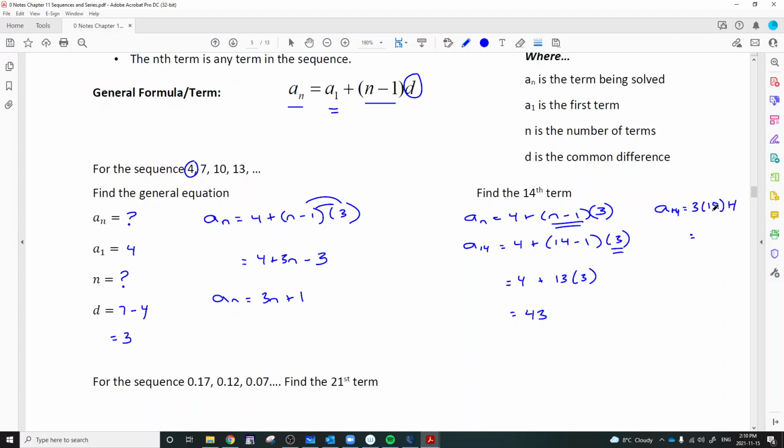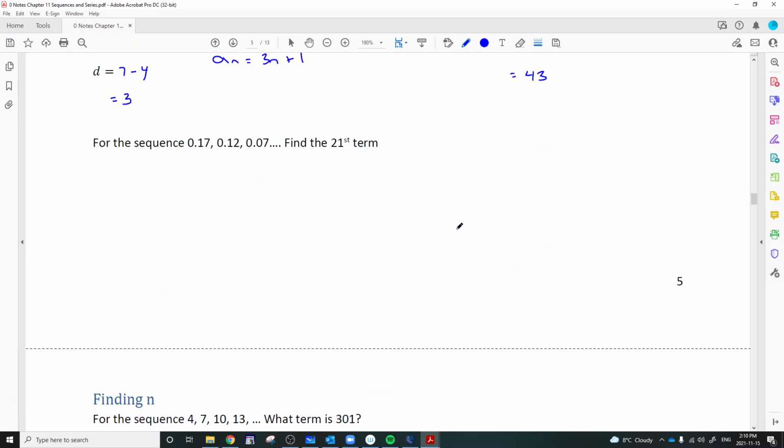3 times 14, I need to use my calculator, is 42. And 42 plus 1 is 43. All right, so now what I would like you to do is pause the video, and I want you, for this sequence, to find the 21st term. So you're going to use the general equation, a_n equals a_1 plus (n minus 1) times d. You're going to plug in for a_1, n, and d to find the 21st term. Okay, go.